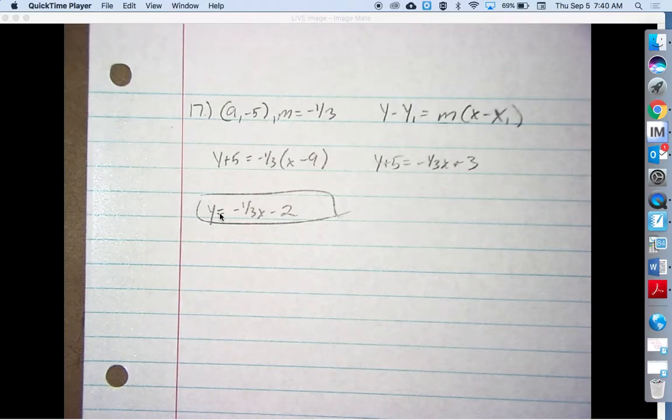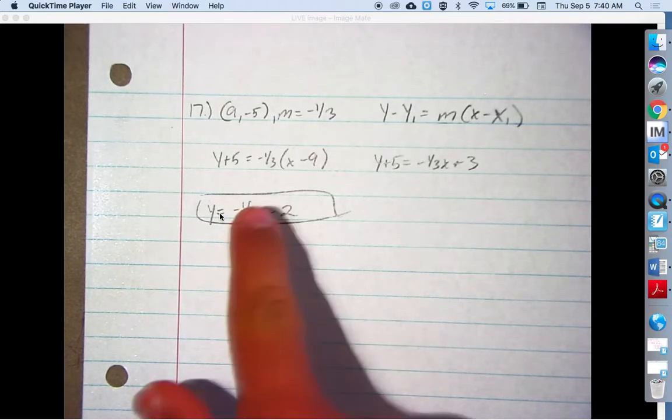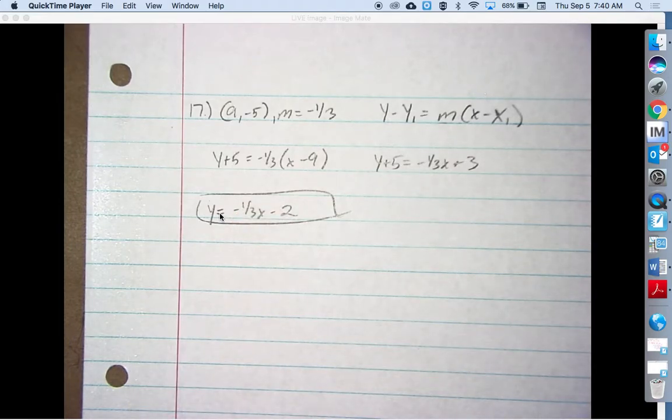minus 9. So when you distribute the -1/3, you get y plus 5 is equal to -1/3 x plus 3. And then you have to subtract the 5 from each side to get y by itself. So then you get y equals -1/3 x minus 2. So that's point slope form. They give you a point and a slope with that information in.